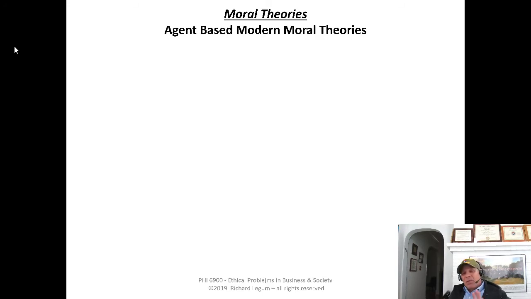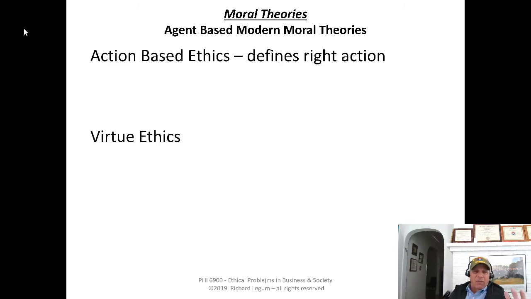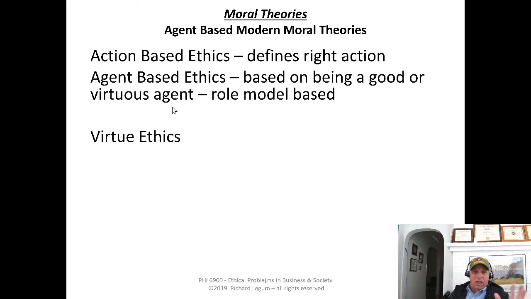Now, there are views that worry about character, or let me say, agent-based morality. That is, what makes something right is the character of the person who's doing it. Action-based ethics, as we said, defines right action. Agent-based says what makes something right or wrong is whether the guy who did it is a good guy. It's a role model-based theory.